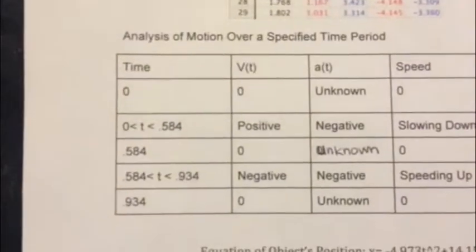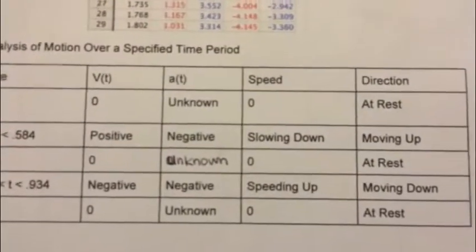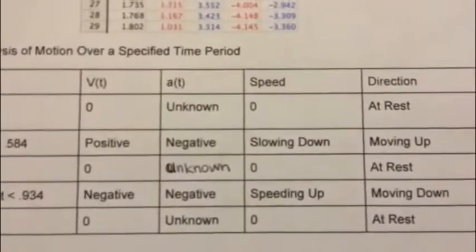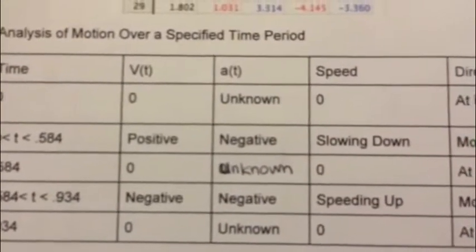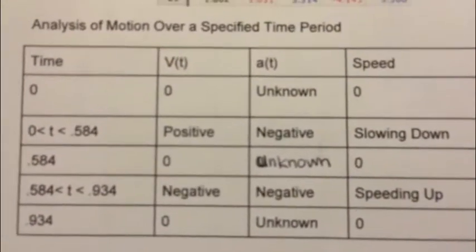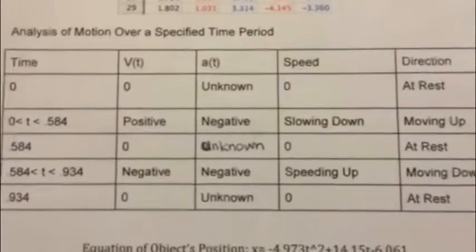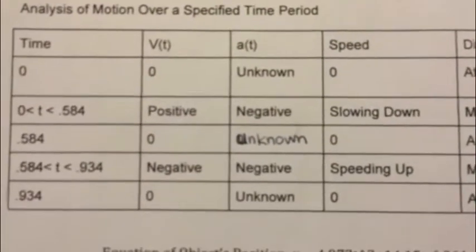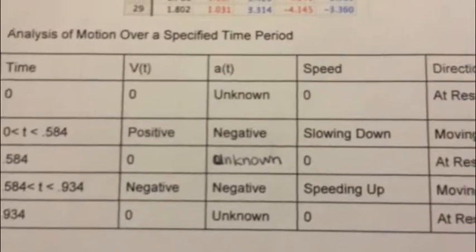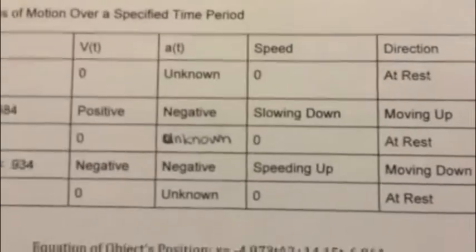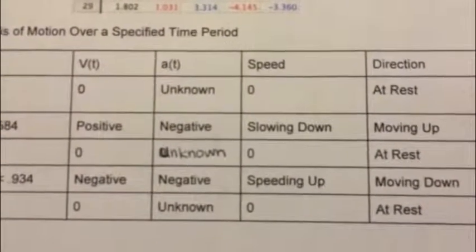In between the time of 0 seconds and 0.584 seconds, the position of the ball is moving up, which we decided to make positive, making the velocity positive, the acceleration negative, and the speed slowing down. The velocity is going to be positive because it is moving up in a positive direction, and the acceleration is going to be negative because gravity is working against it, and that makes it negative. And then the speed is going to be slowing down because the velocity and the acceleration are different signs.